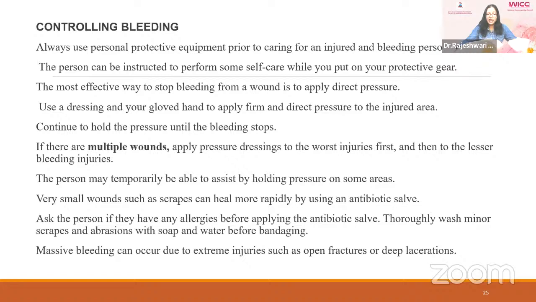Massive bleeding can occur due to extreme injuries such as open fractures or deep lacerations. Now, for fractures and deep lacerations, the immobilization techniques, transportation, and bandaging is a different topic. That is a big topic which we are going to discuss in another webinar, right?